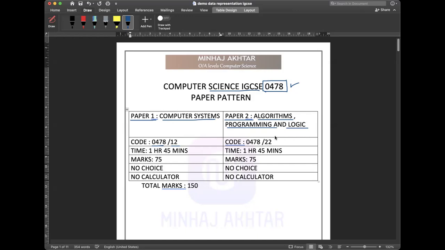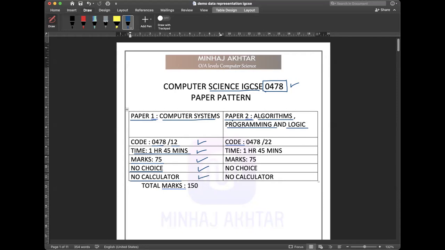The time duration for paper one is 1 hour 45 minutes. So we have discussed the code with the component number, and the time duration is 1 hour 45 minutes. The total marks for our exam is 75. You don't have any choice in the examination. It means you have to attempt the full length paper. So bad luck, no choice. And there is a no calculator policy. Again, bad luck, because we have some calculations. So no calculator allowed.